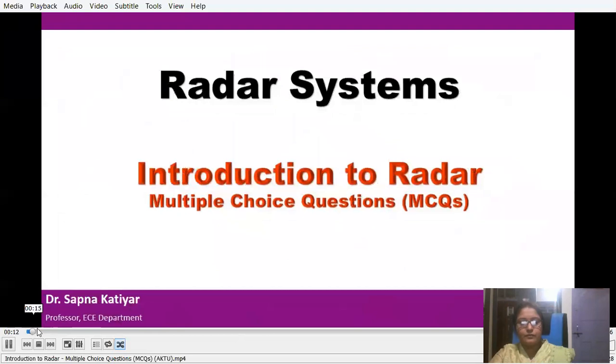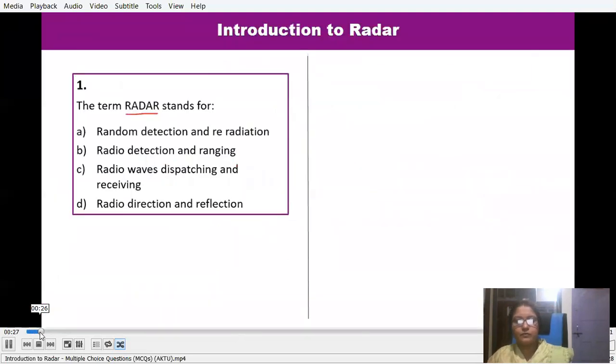Multiple choice questions based on the introduction, the contraction of a word which forms the radar. So radar stands for radio detection and ranging. So B must be the correct answer.